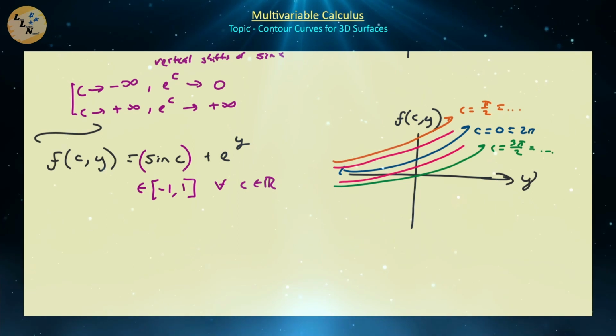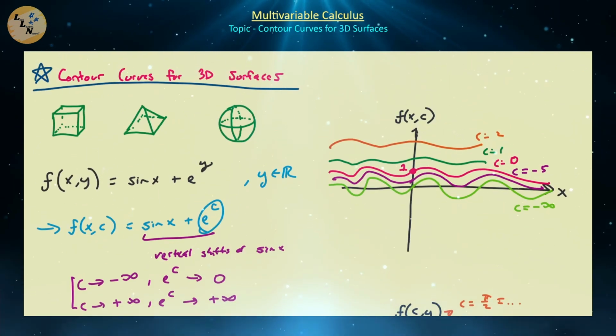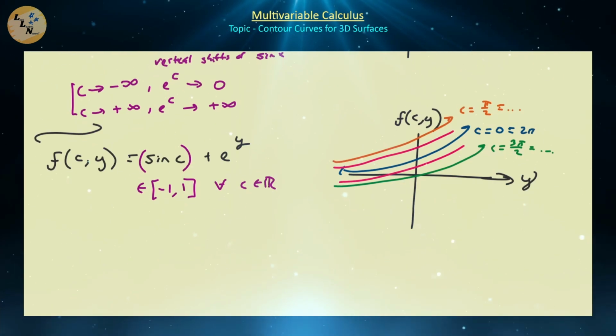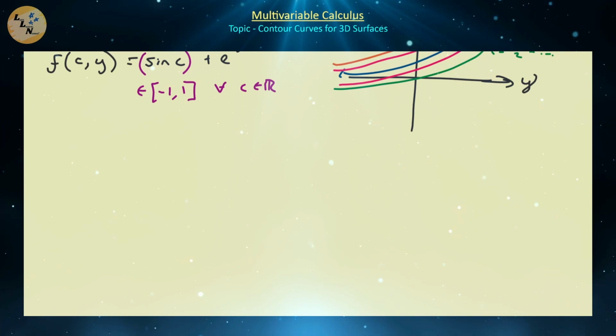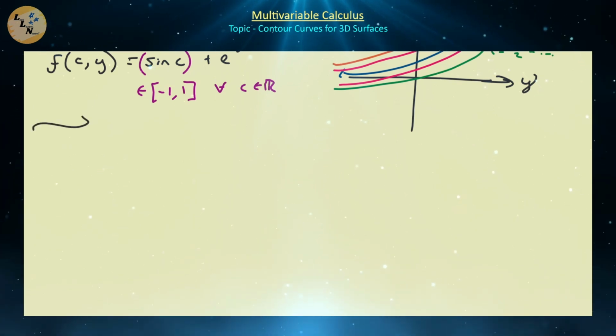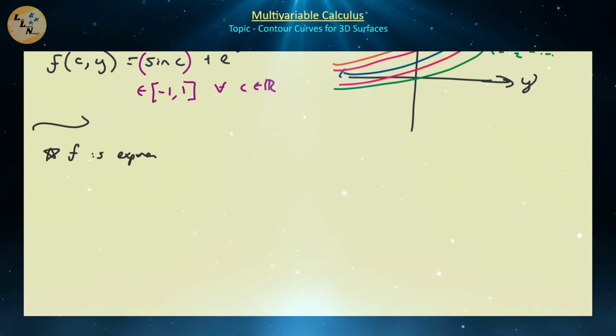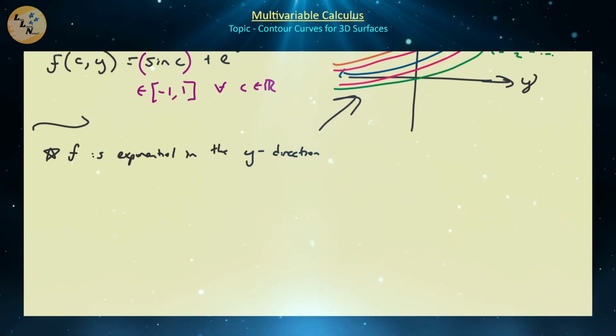Okay, so what can we visualize from these two different perspectives? Because obviously the behavior along the x direction and along the z direction is very different. So how can we combine these two into, I guess, a sketch of the three-dimensional surface? So what we have here is that f is exponential in the y direction. That's characterized by those surfaces that I just drew.